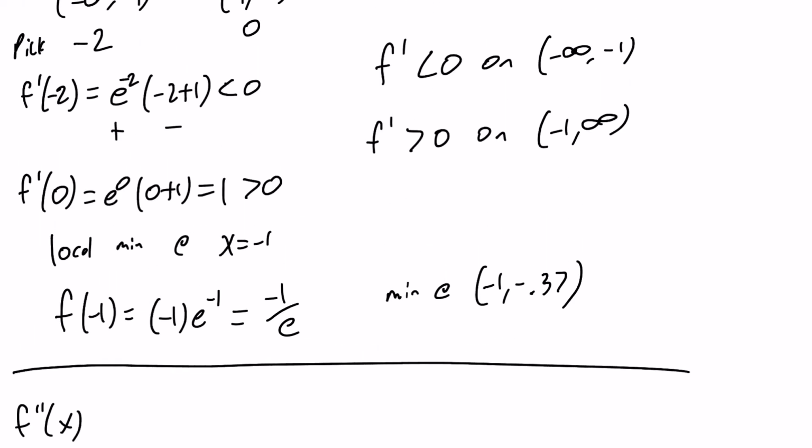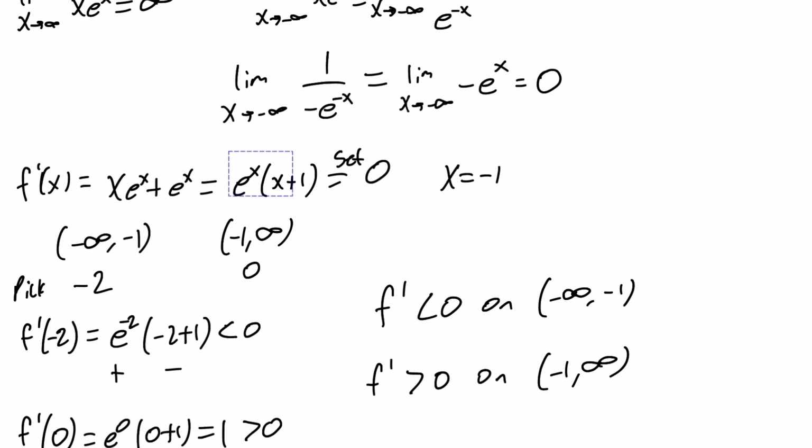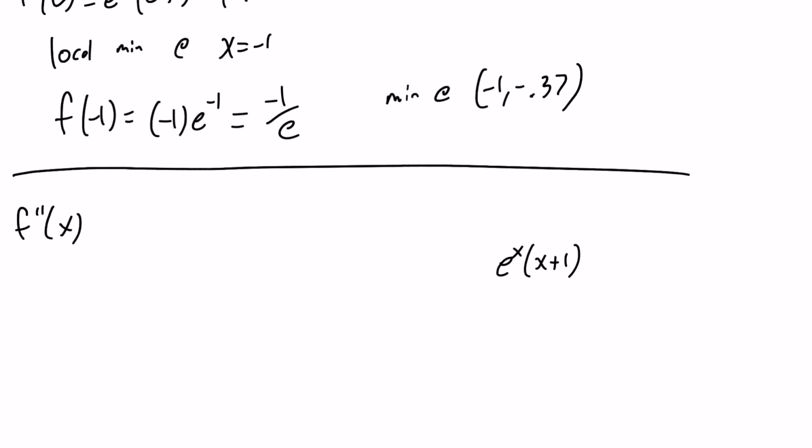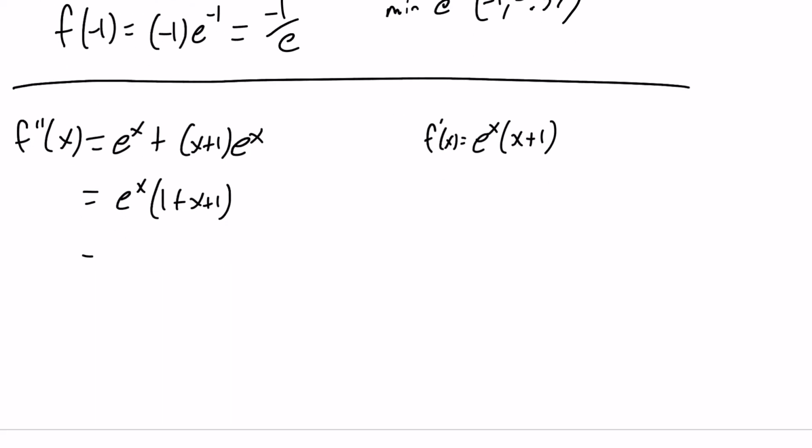In order to do that, we need to find the second derivative. So let me rewrite the first derivative down here. So we have our first derivative here. Our second derivative, again, we use the product rule. This is our left-hand thing. This is our right-hand thing. So we get L dr plus R dl. And we can factor out an e to the x here. We get 1 plus x plus 1, which is e to the x times x plus 2.